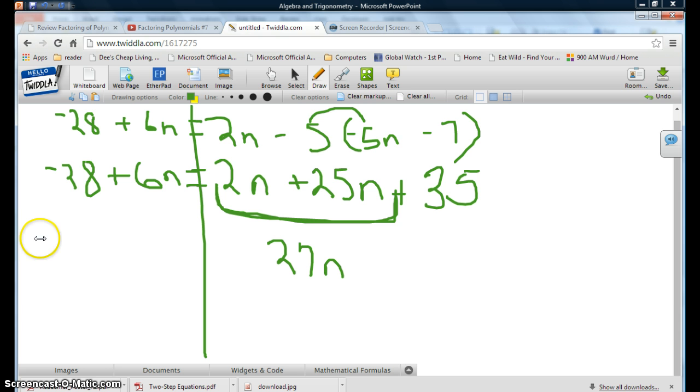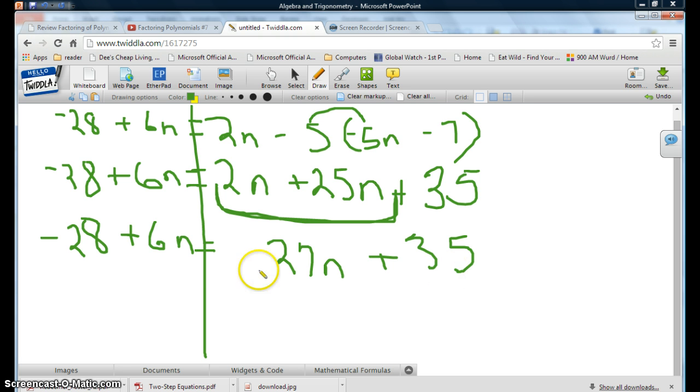So now I'm going to go back over here. Let me go up and get my pencil again. Minus 28 plus 6n equals 27n, because we solved for this first, plus 35. Okay. Now what we want to do is get all of these variables on one side. So I want to get the n on this side and all the numbers on this side.